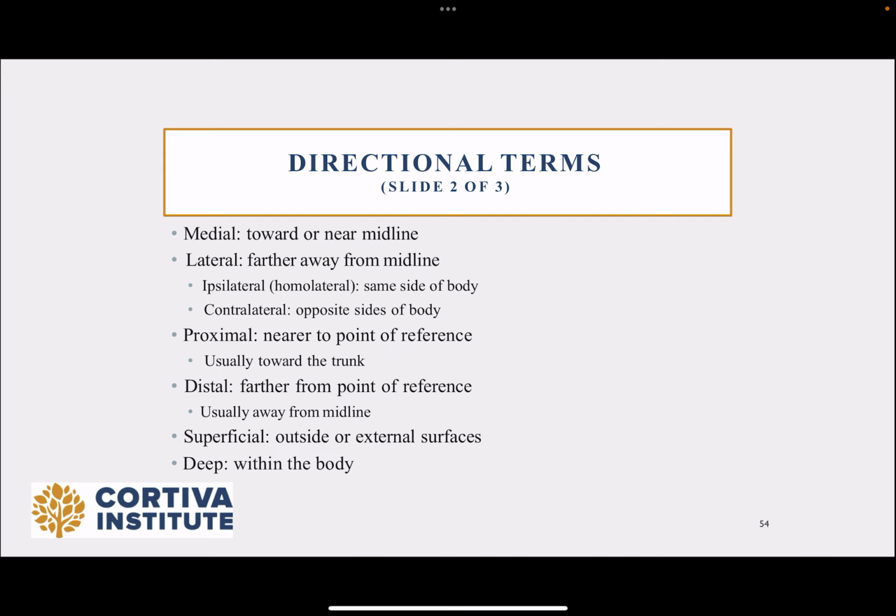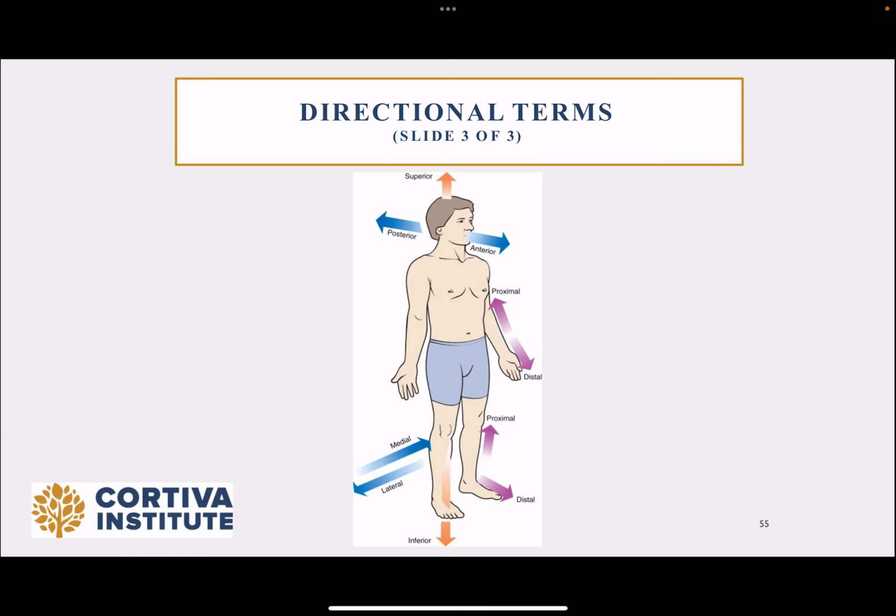Proximal is nearer to the point of reference, which is usually towards the trunk of the body, and distal is going to be farther from the point of reference. So distal's away, there's distance, that is distal. Superficial is, of course, closer to the top, outside or external surfaces, and deep is deeper inside the body, within the body.